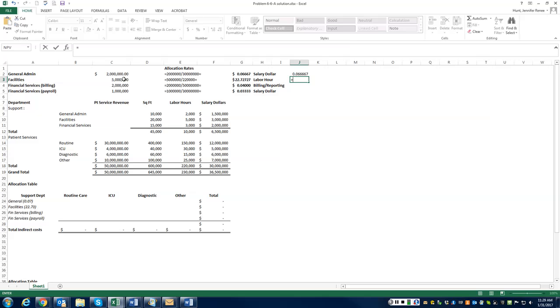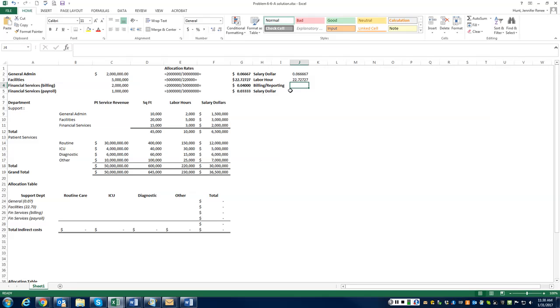So again, refer back up to right above question 6.3. It's going to give us 5 million for facilities, and we're going to divide that by our labor hours. So come down to your labor hours, 220,000. It's going to give us 22.72 per labor hour. Now this is where it may have gotten a little tricky for some of you, so I'll go over this in a little bit more detail.